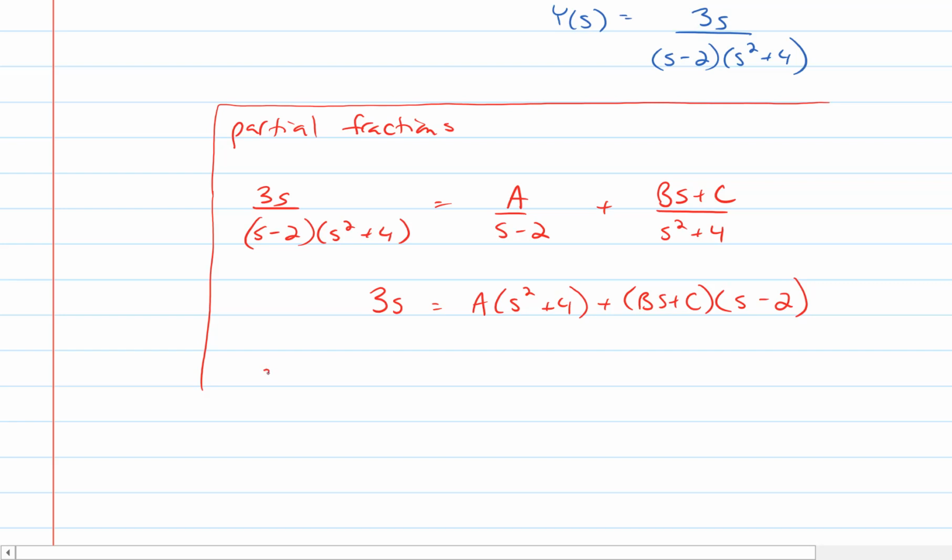But I'm going to choose s is equal to 2. Then the left-hand side becomes 6. The first term with A becomes A times 2 squared plus 4. So A times 8, that should be an equal sign. So 6 equals A times 8. Plus, and then putting in s equals 2 makes the s minus 2 term 0, so that gets 0. And A is equal to 6/8 or 3/4.